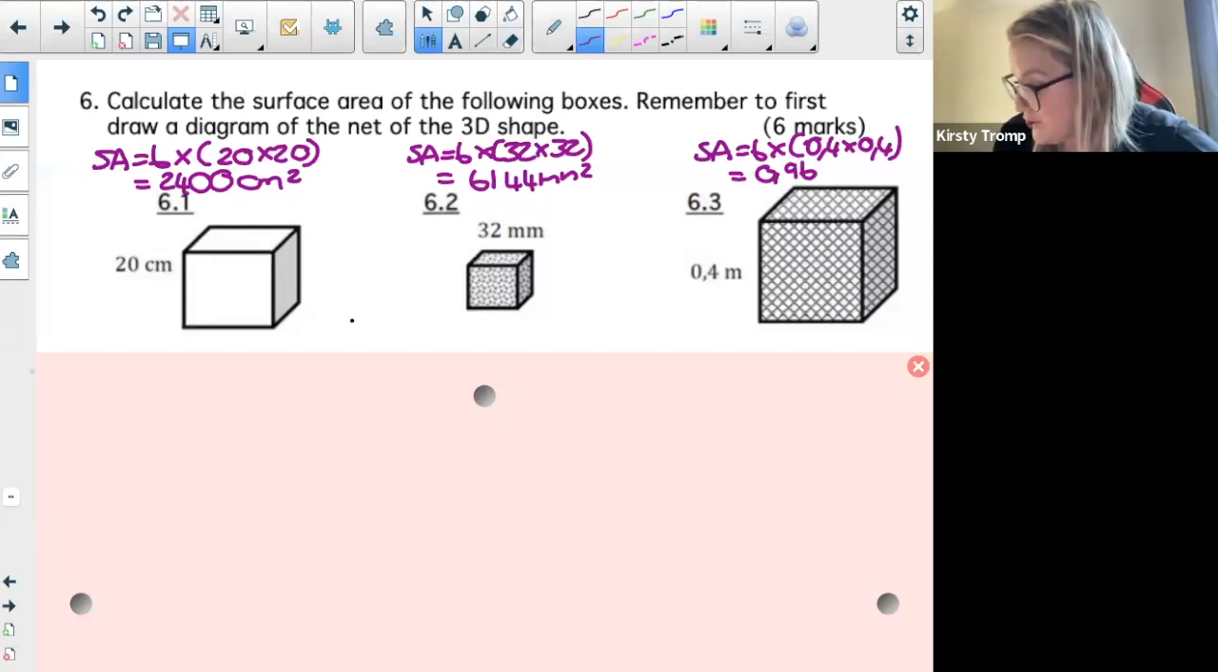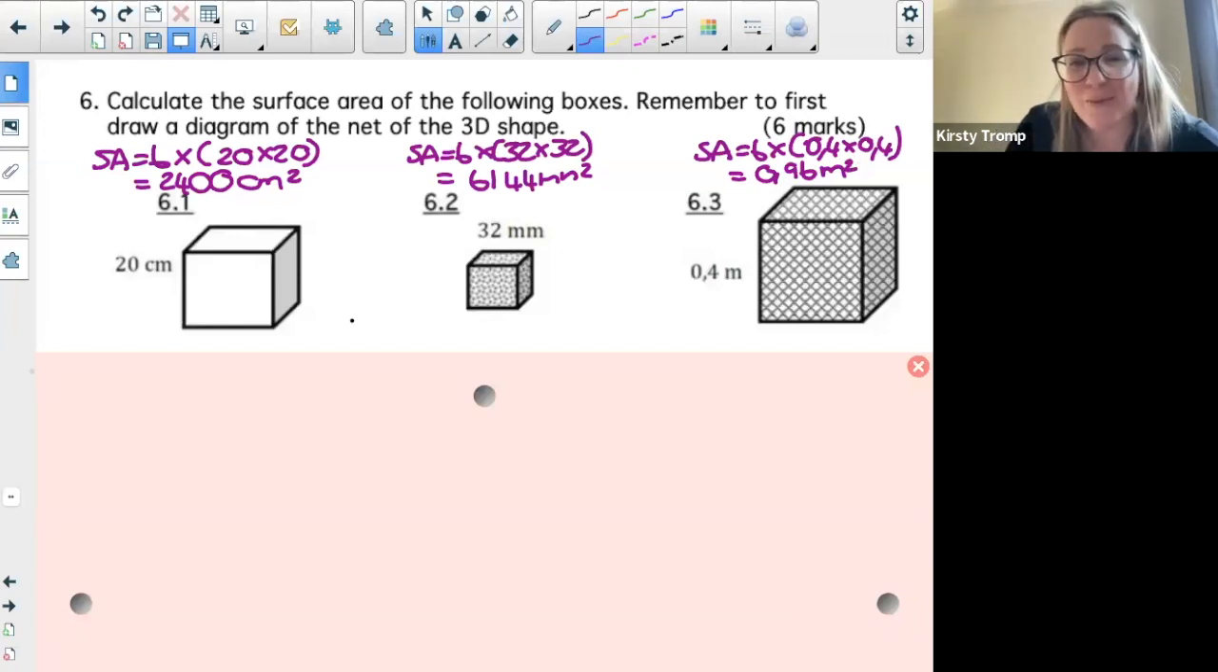0,96. Now, I trust you, I promise I do. I'm just going to do it on my calculator just in case. 6 times 0,4 times 0,4 gives me 0,96. 0,96 what? Meters squared, hey? Yes, ma'am. Careful. Thank you so much for your help, though. I'm glad that you got it because you were saying earlier you were confused. So well done. Thanks, Itandile. All right, guys, so that is the surface area of the cube.